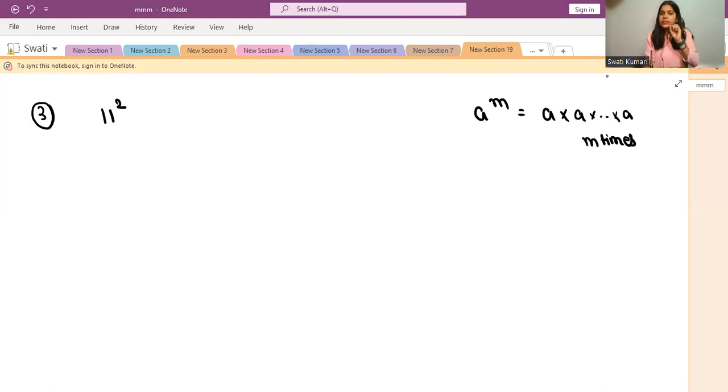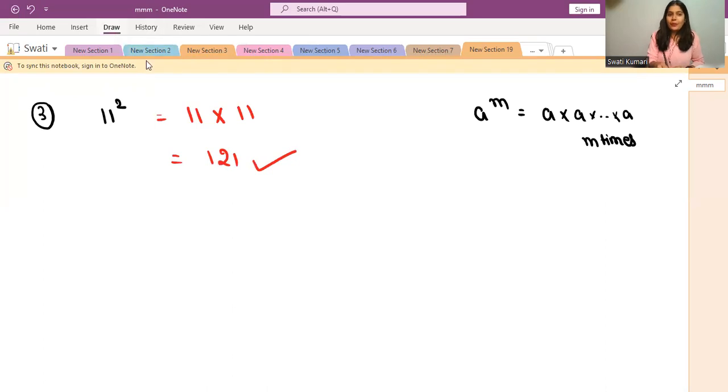So using this concept here, the question is we have to multiply 11 square, right? That means 11 is getting multiplied 2 times only. So we can write down this as 11 into 11. We have written 11 2 times. And what is the answer of 11 into 11? 121. And that is our answer.